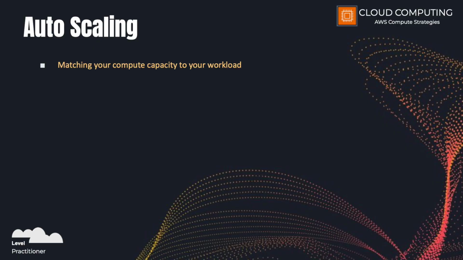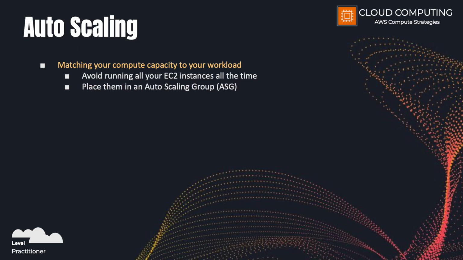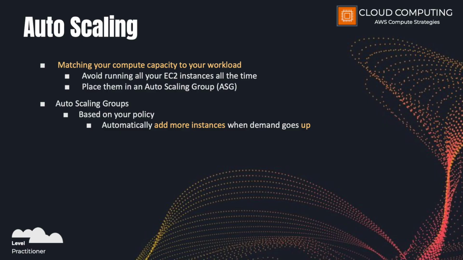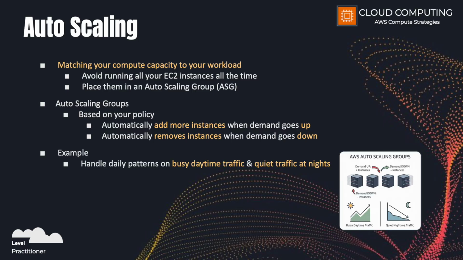Auto-scaling is about matching your compute capacity to your workload. Instead of running the same number of instances all the time, you place your EC2 instances in an auto-scaling group, and this group can automatically add more instances when demand goes up and remove instances when demand drops. You can think of it as a flexible pool of servers that grows and shrinks for you. For example, if you have a web app that's busier during the day and quieter at night, auto-scaling can increase capacity during busy hours and scale back down when things are calm. In that way, you pay for extra compute only when you really need it.